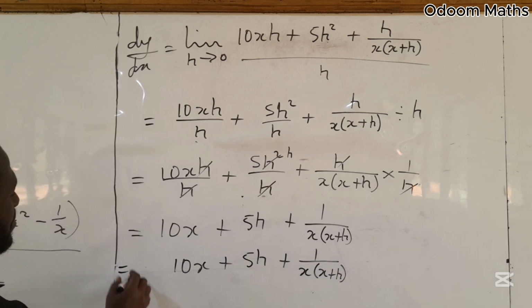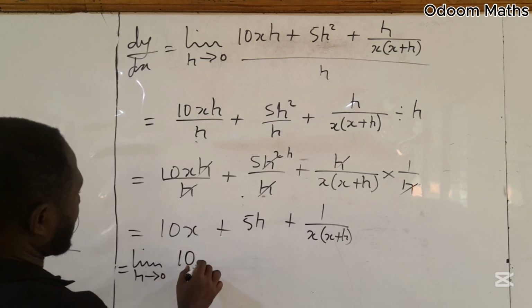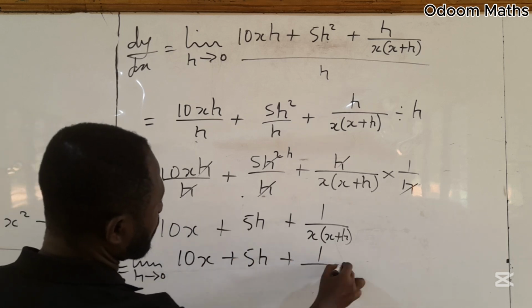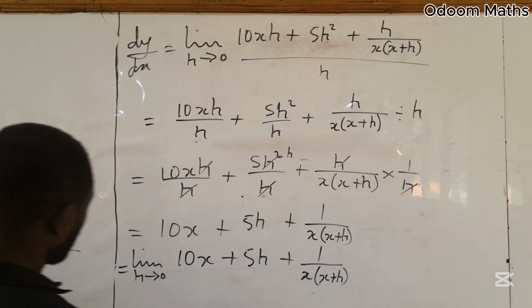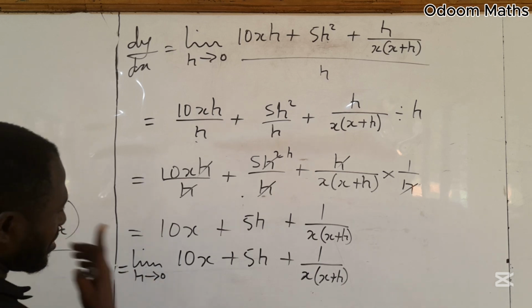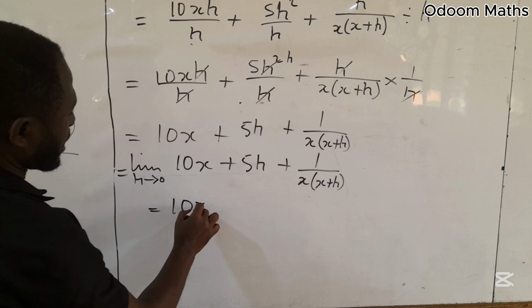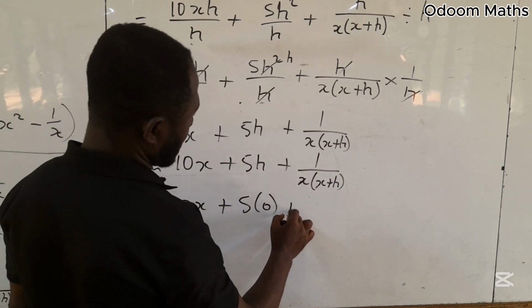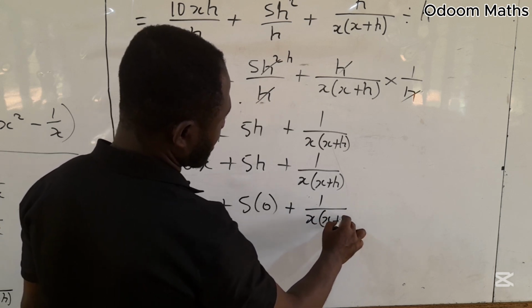Now, my dy/dx becomes the limit as h approaches 0 of (10x + 5h + 1) over x(x + h). As h approaches 0, it means that when we see h, we can put 0 there. So we have 10x + 5 times 0, then plus 1 over x times (x + 0).